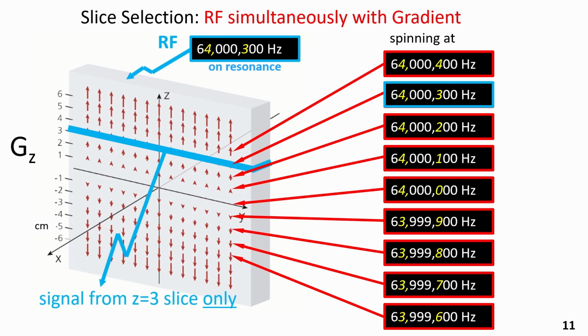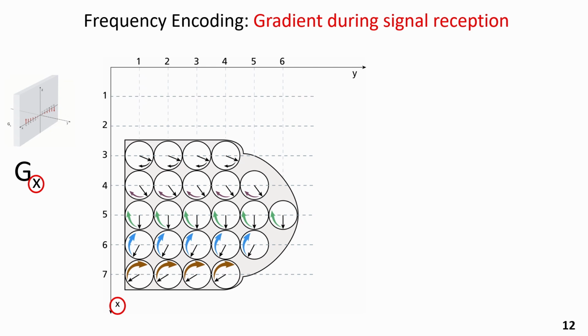Since only the slice at Z equals 3 centimeters is on resonance, only that one will create an FID signal, and the rest of the body's tissues are not contributing to the signal. To localize along the X direction, we turn on the X gradient at the same time that we receive the signal. Here you see the image we want to collect.